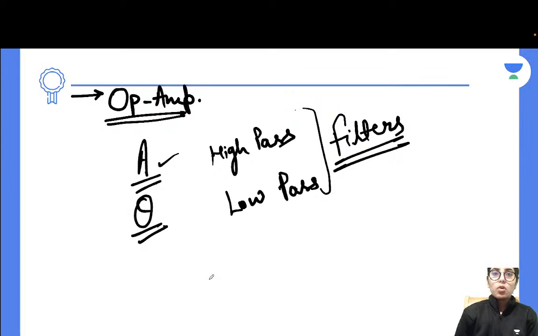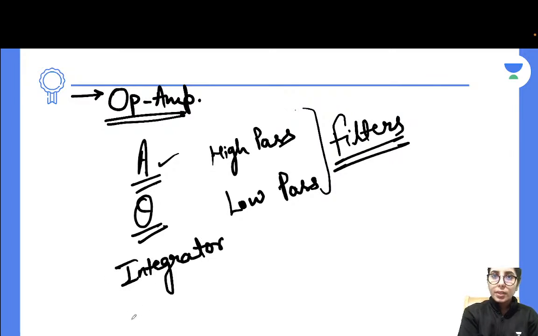Even with the help of op-amp, when you will be constructing the different types of circuits, means how you can construct the integrator with it, how you can construct the differentiator with it, how you can construct a particular kind of amplifier with it. You have to prepare all of that.